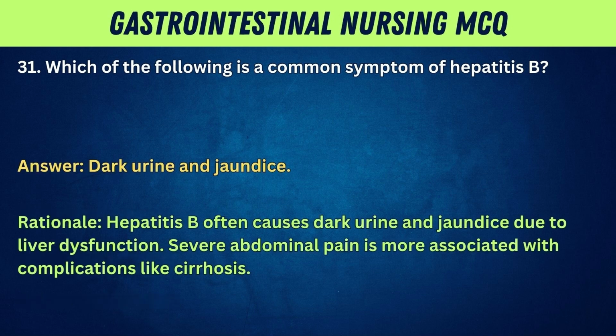Answer: dark urine and jaundice. Rationale: hepatitis B often causes dark urine and jaundice due to liver dysfunction. Severe abdominal pain is more associated with complications like cirrhosis.